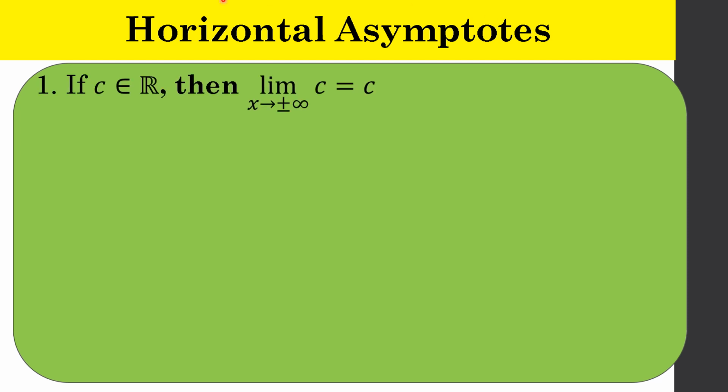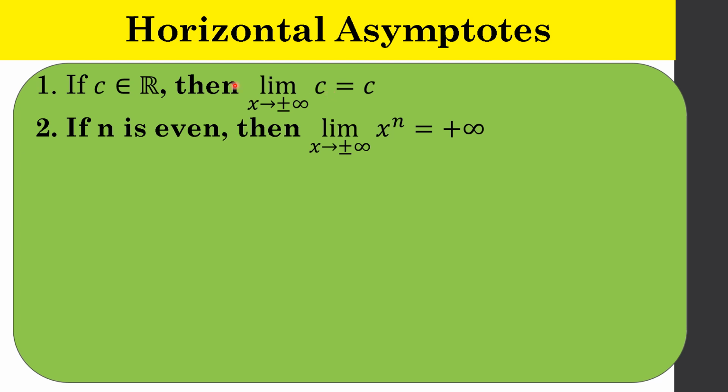Una, if c or your constant is an element of your real number, then we can say that limit of the constant as x approaches the positive infinity is also a constant. So para din siyang constant law. Okay? That the limit of the constant is also a constant. Number two, if n is even naman, okay, when we talk about even, these are numbers which are divisible by 2. Then limit of x raised to n as x approaches positive or negative infinity is equal to positive infinity.